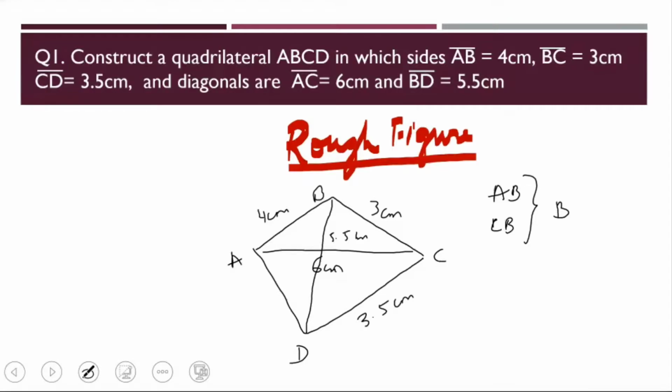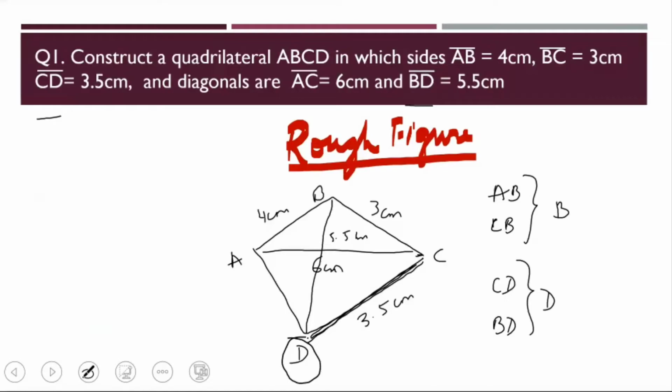I will take out those two sides which are having the D vertex common. So they are CD and BD. So I take CD and BD and they both will give me vertex D. So that means with C as center and radius equal to 3.5 centimeters, if I will cut an arc and with B as center and radius equal to 5.5 centimeters, if I will cut an arc, then these two arcs will intersect at point D.